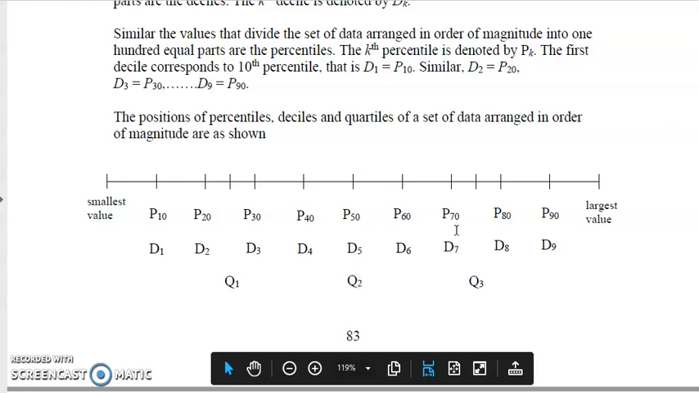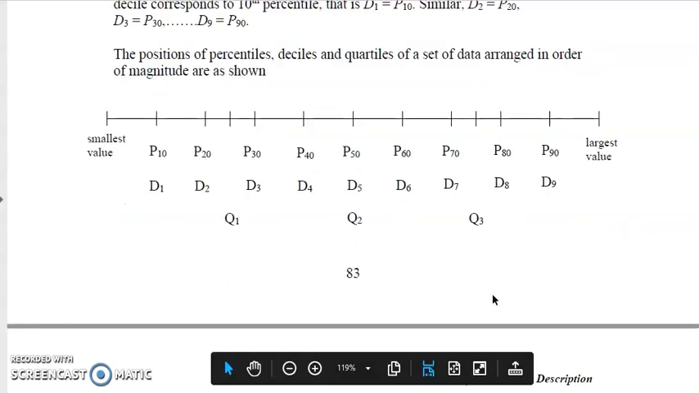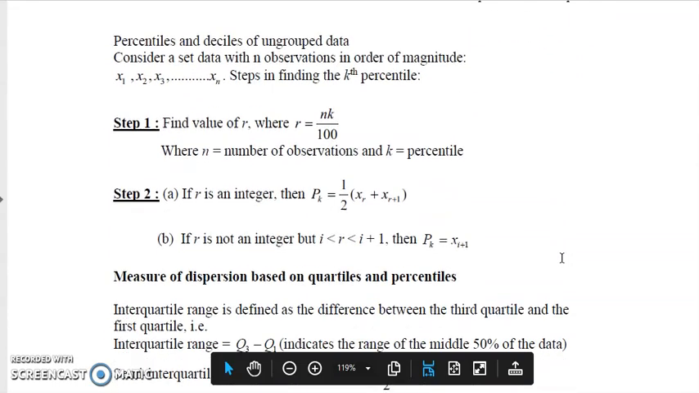Between, which is 3 over 4, so above 3 out of 4 here we'll be having P70, P80, D7, D8 in between of it. So in our third quartile there. So then we are going to proceed.